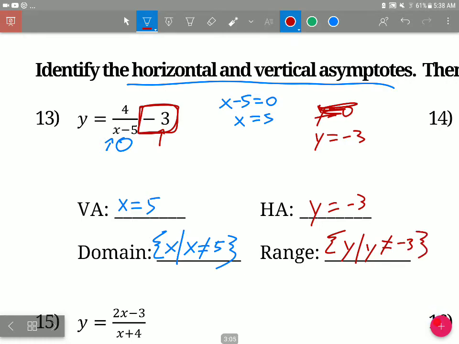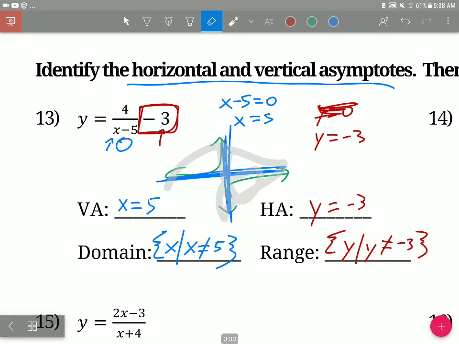Okay? Your domain and range. Because remember, your graph is going to go left, kind of look like this. It'll go left forever, and then it'll look like this, and it'll go right forever. So there's 2 spots where it breaks. Right here at your horizontal, that's where your range is messed up, and right here at your vertical, that's where your domain is messed up. Okay? Alright. See if you can do the rest.